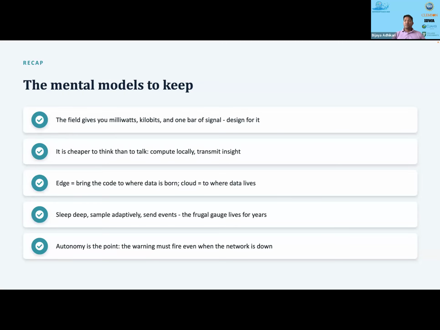And finally, autonomy is the point. The warning system must fire, the messages must be sent even when the network is down. So having a fallback communication channel, or at least SOS services available to the device, is quite important.